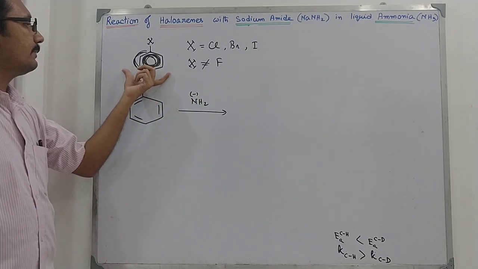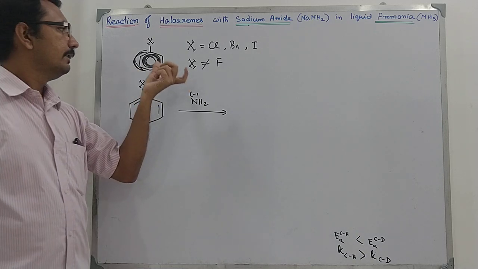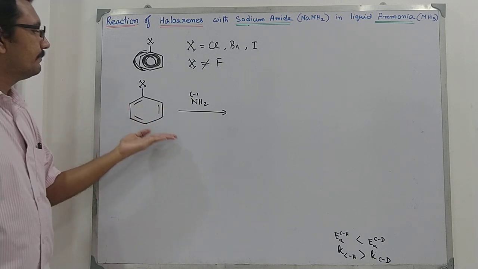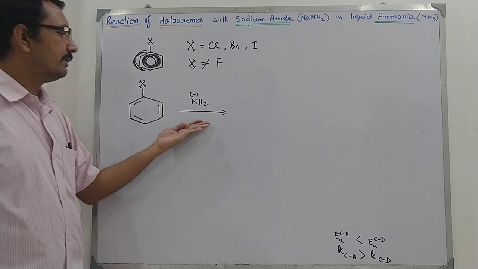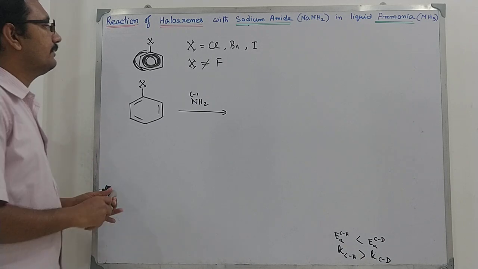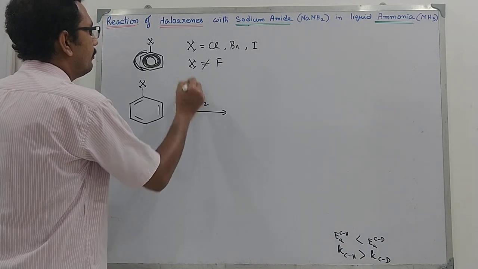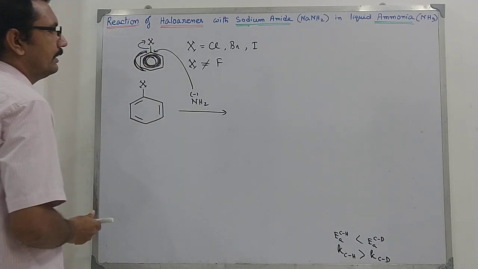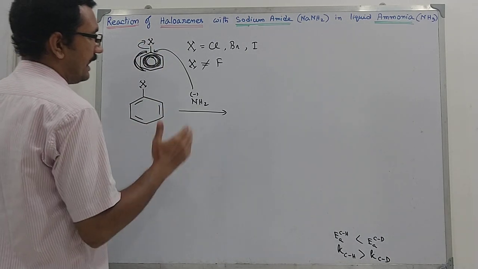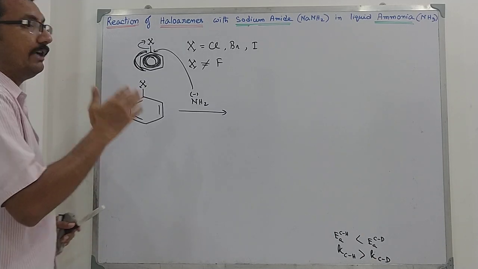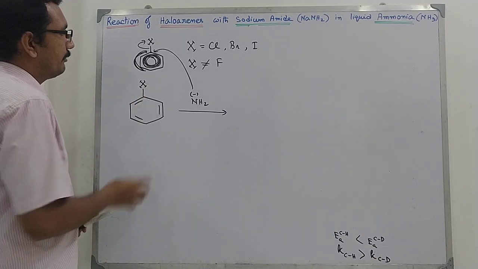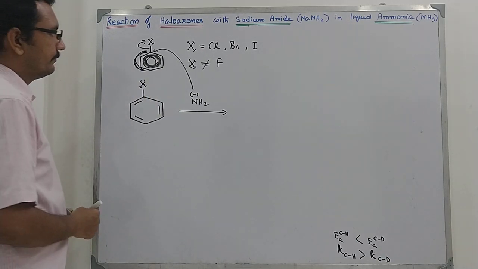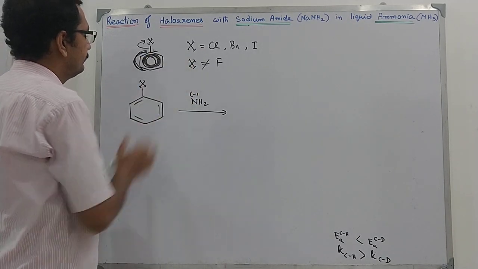So electrophilic aromatic substitution is quite a natural phenomenon and is seen very widely to happen, but nucleophilic substitution does not occur like this. That is, NH2 minus will attack here and it will leave the system, as it happens in case of haloalkanes. But with haloarenes, this is not going to work. So what will happen here?